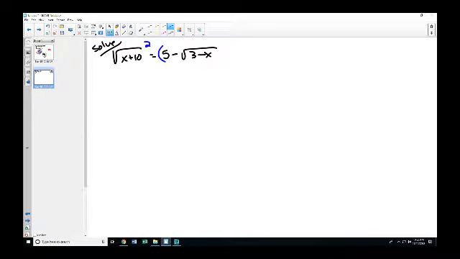But when you square this side, you have to FOIL it. These can get messy. You know the math, I've seen you do it, you just have to work it through. So this becomes x plus 10. Yay, gone. Okay, so this is 5 minus root 3 minus x times 5 minus x.